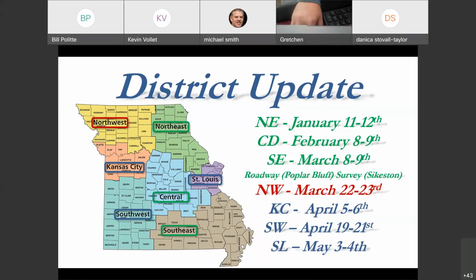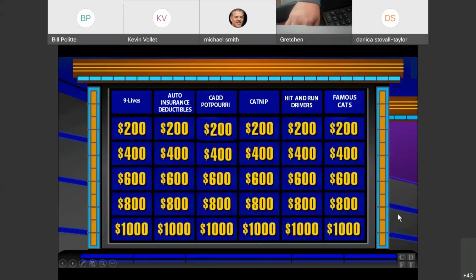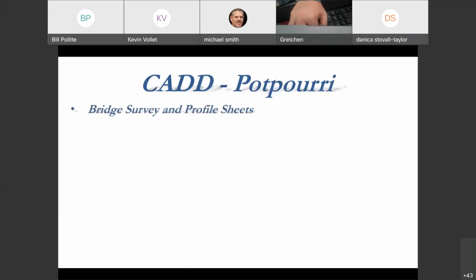So for the topics for today, it's a potpourri of items. I immediately thought of Jeopardy, and they always have a potpourri category. So I'm going to cover the CAD potpourri. I'm not an expert on any of those other topics, so we'll let someone else handle that. The first one we're going to talk about is bridge surveys and profile sheets. Shannon talked a little bit about this, but I've got some other stuff to talk about, like a sheet model view tip that we're going to look at.